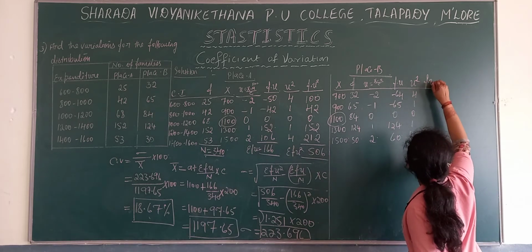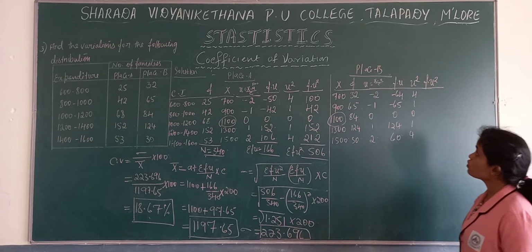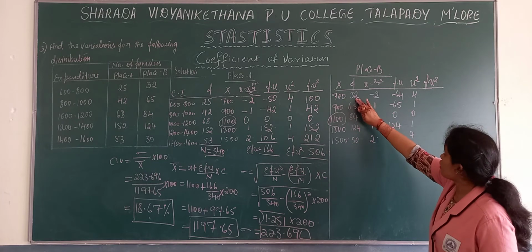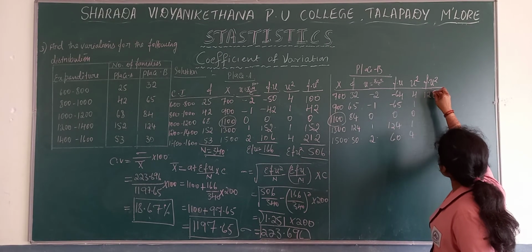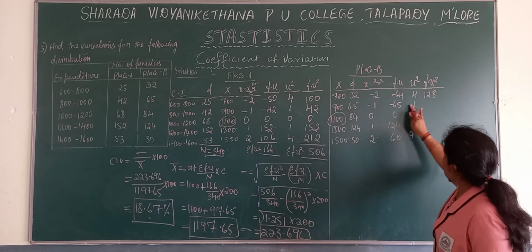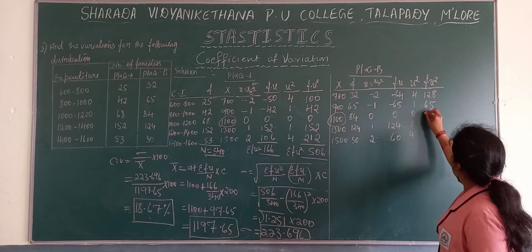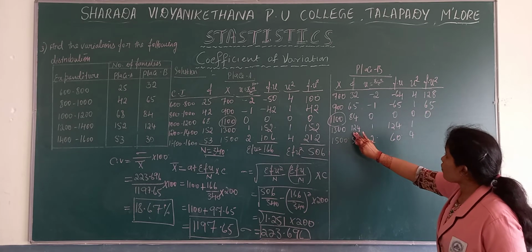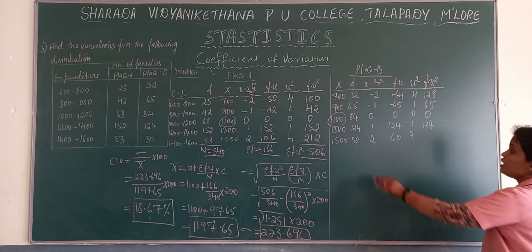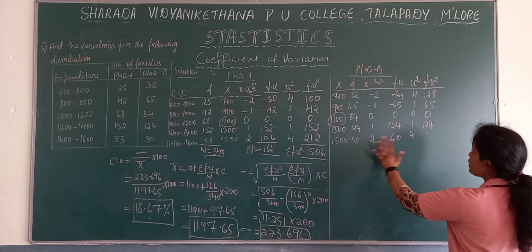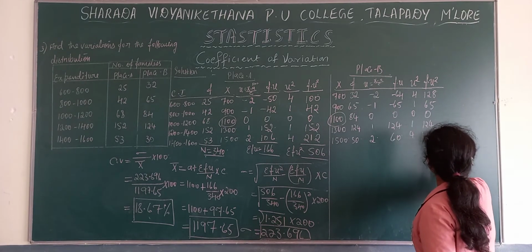Next write there U square, that is 4, 1, 0, 1 and 4. Next, frequencies into U square, that is FU square. So frequencies are 32 into 4, so here we get 128. So 65 into 1, 65. Next it is 0. So here 124 into 1, 124. Next here we have 30 into 4, we get there 120.